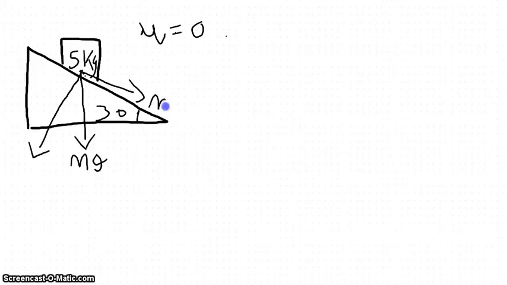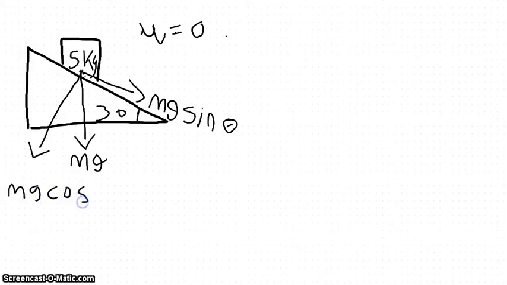The parallel would be labeled as mg sine of theta, and the perpendicular would be labeled mg cosine of theta. All these angles would have the same angle, since this line is perpendicular to this one and the other to the other, meaning this would be a 30-degree angle and this would be a 30-degree angle, meaning that theta would be 30 degrees as well.